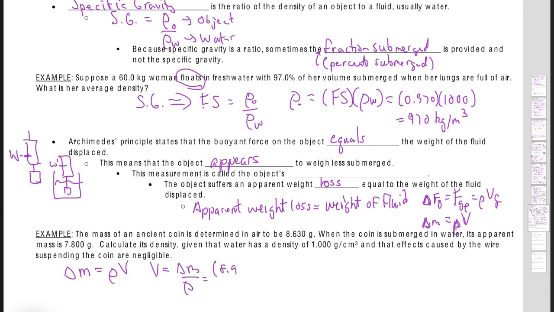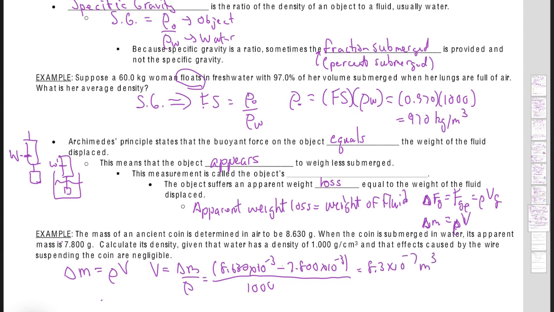So it's 8.630 times 10 to the negative 3 minus 7.800 times 10 to the negative 3, divided by 1,000. Let's do it in cubic meters. Let me write this a little bit nicer. I apologize, jumping ahead of myself. So this will give us 8.3 times 10 to the negative 7th cubic meters.